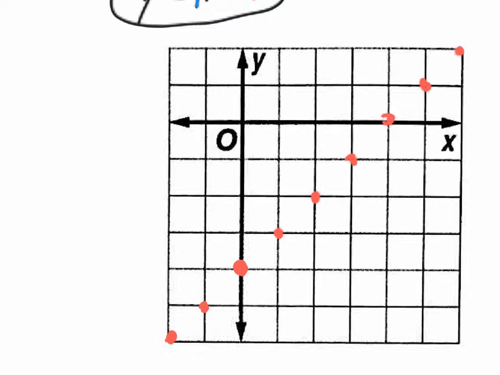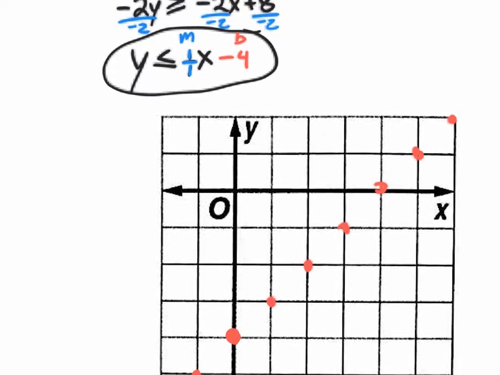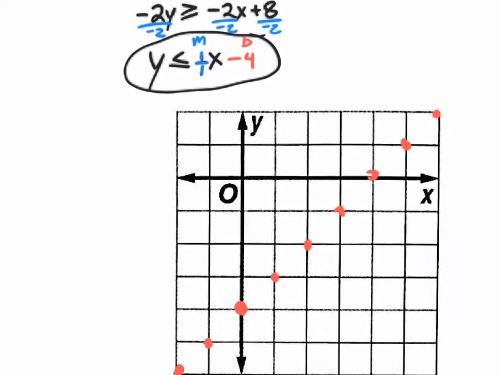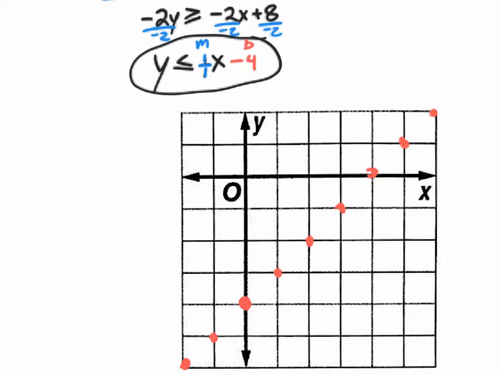Now, is this going to be a solid line or a dotted line? Solid. Why solid? There's a line underneath the inequality, so it's going to be a solid line. So let's actually draw a solid line. Arrows.